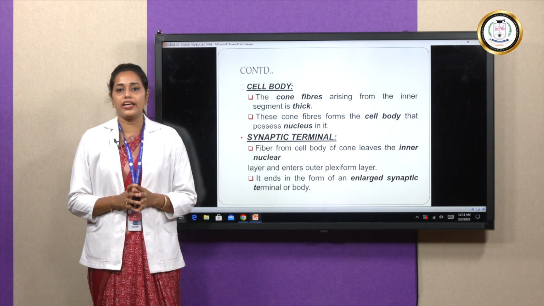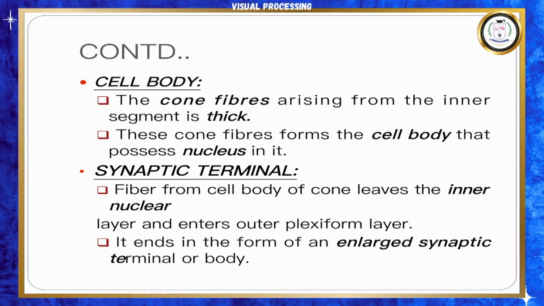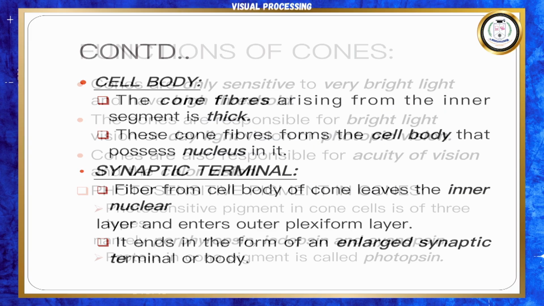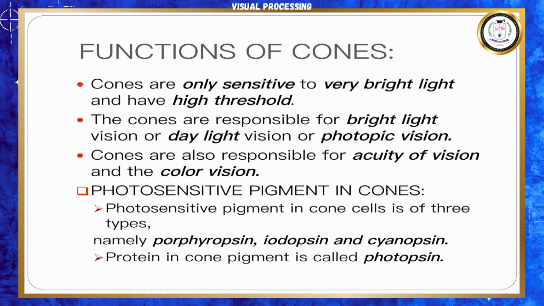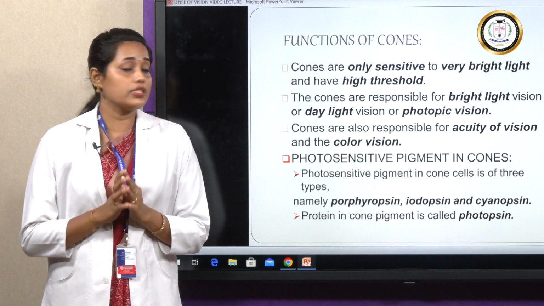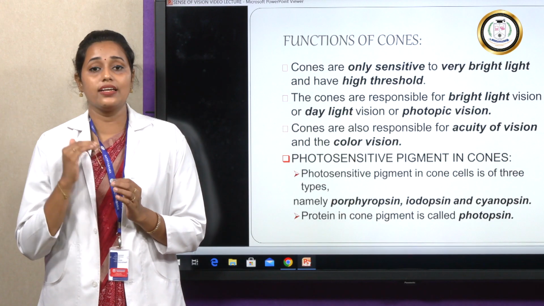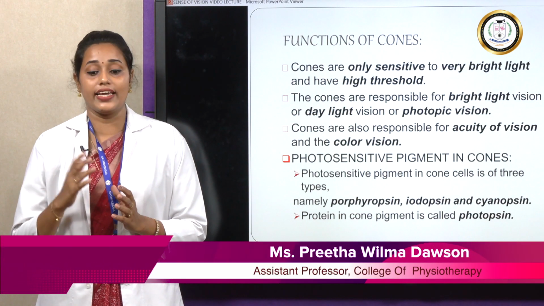From there, it will have an enlarged structure which is called the synaptic terminal. Next, we'll see about the functions of cones. The cones are only sensitive to very bright light and they have a high threshold. The cones are responsible for bright light vision and also day vision.